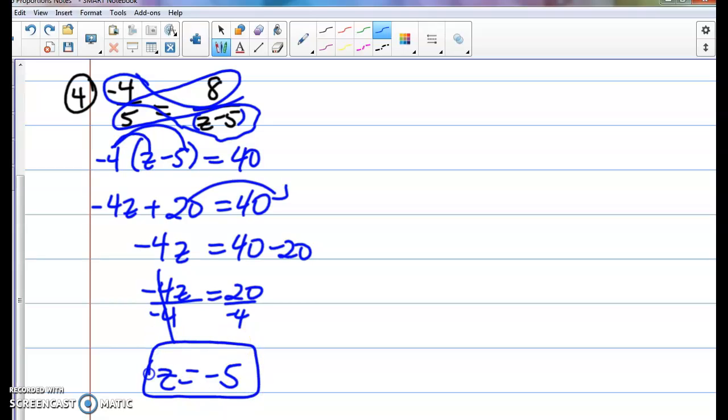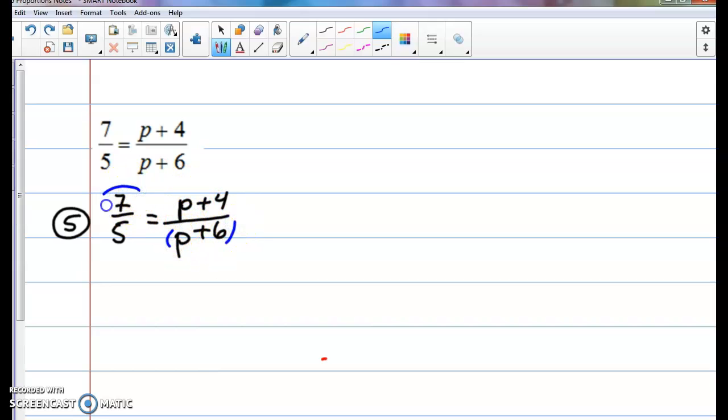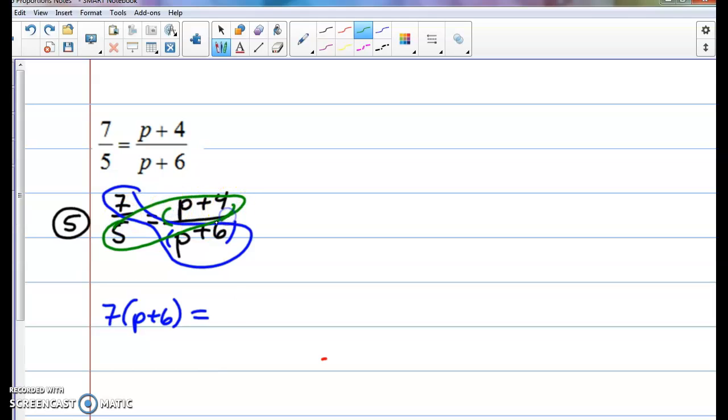Very good. Our example 5 here is one that has two binomials in it. So we have 7 over 5 equals p plus 4 over p plus 6. Now we are going to cross multiply again, but remember, keep it in parentheses. I'm going to do my 7 times p plus 6, equal sign drops down again, and my 5 times p plus 4. Once again, keep it in parentheses. 5 times p plus 4.